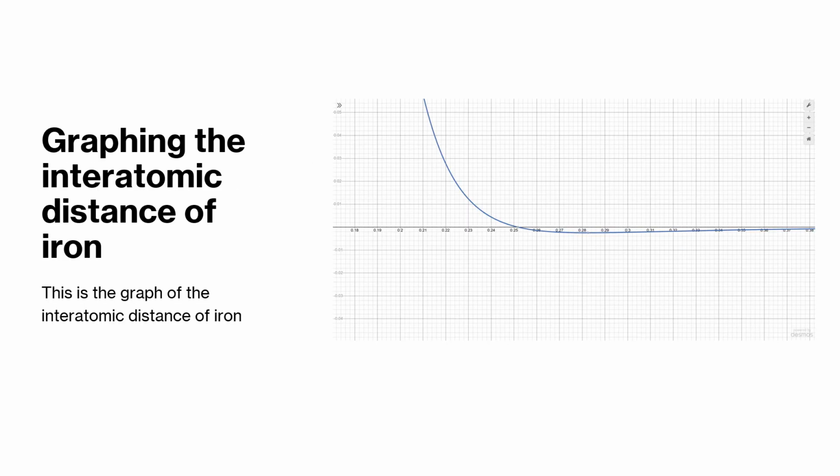Graphing the interatomic distance of iron. This is the graph of the interatomic distance of iron. Just like aluminum, the interatomic distance graph of iron has the same properties. However, the atomic distance is 0.2825256. Iron still has a stiffer bond even though the slopes of the materials are the same. This is due to the well depth of iron being deeper.